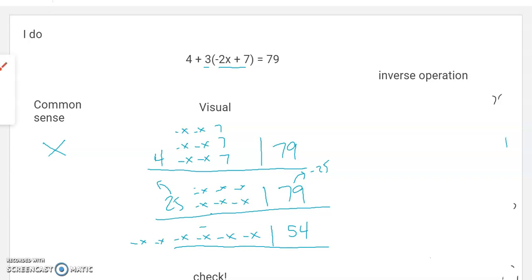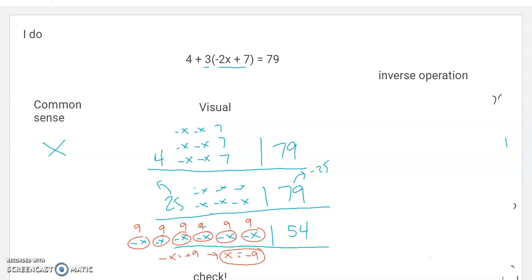May need a calculator for this. Depends if you know your 6's very well. So remember how these opposite of x's work. I'm not going to find x yet. I'm going to find an opposite of x. So each of those would have to be positive 9 to make that 54. So if the opposite of x is equal to positive 9, that tells me that x itself is equal to negative 9. There we go. So that is the visual strategy.